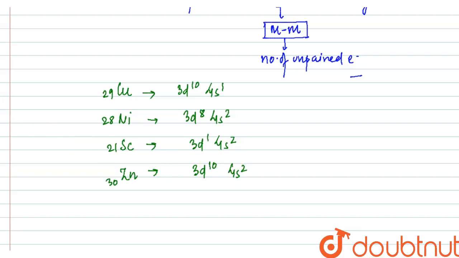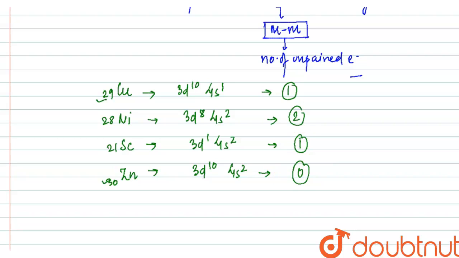Now here we can see that zinc first of all does not have any unpaired electron, all the electrons are paired here, right? And copper has a total of 1 unpaired electron. Then nickel has a total of 2 unpaired electrons, since 3d8 means 2 electrons unpaired, and scandium again has 1 electron, and zinc has 0, right?